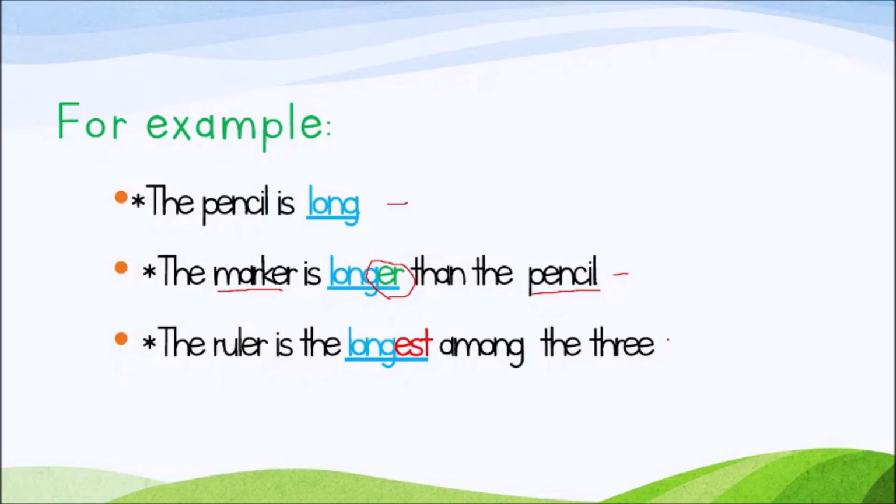For the third example, the ruler is the longest among the three. We are already in the superlative degree because we are comparing the ruler, the marker, and the pencil among the three. So for longest, we add est because it is in superlative degree.